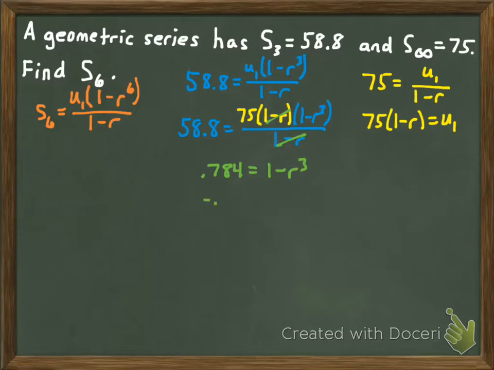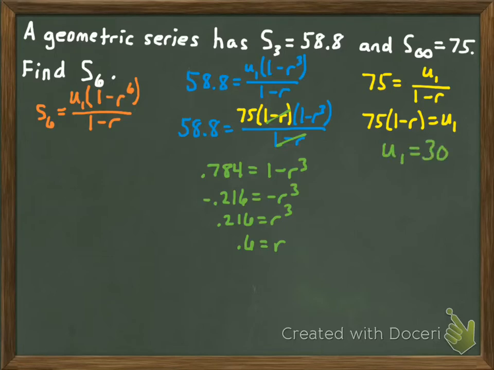Subtract 1, you get negative 0.216 equals negative r cubed. Before we take the cube root of both sides, let's divide them both by negative 1. 0.216 is equal to r cubed. And then the cube root of 0.216 is 0.6. There's our common ratio, 0.6. And then to find out what the first term is, we'll come over to this formula. Simply plug in 0.6 for the common ratio. That'll give me 75 times 0.4 equals the first term. And 75 times 0.4 is 30, so that's the first term.